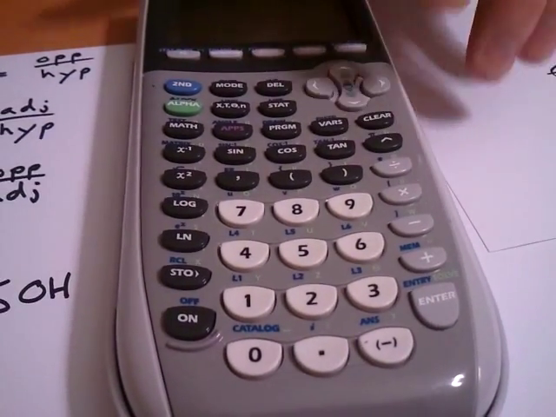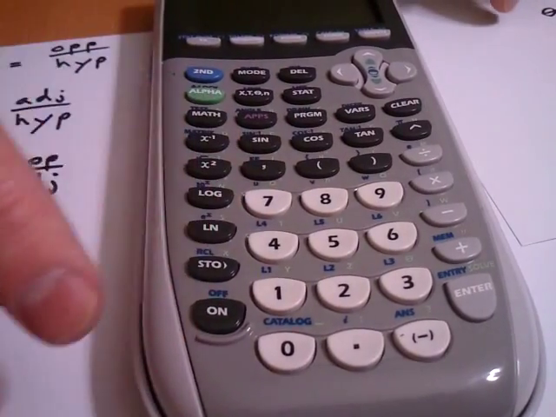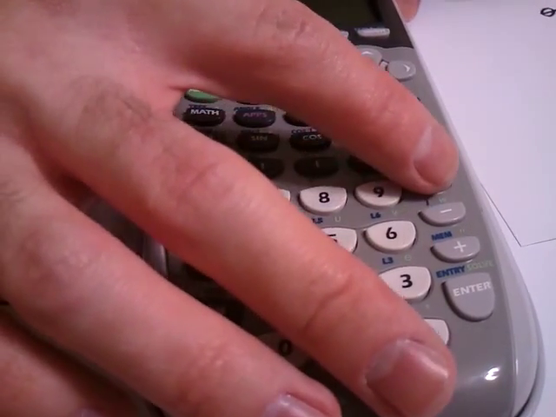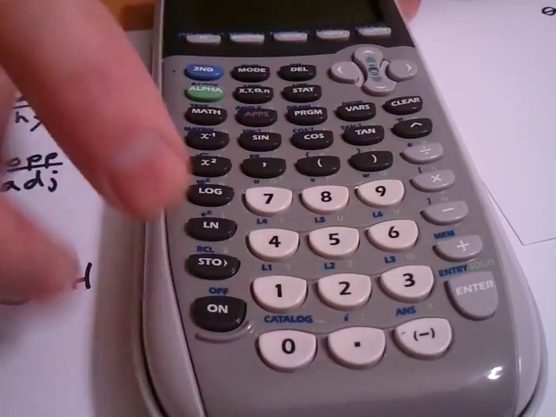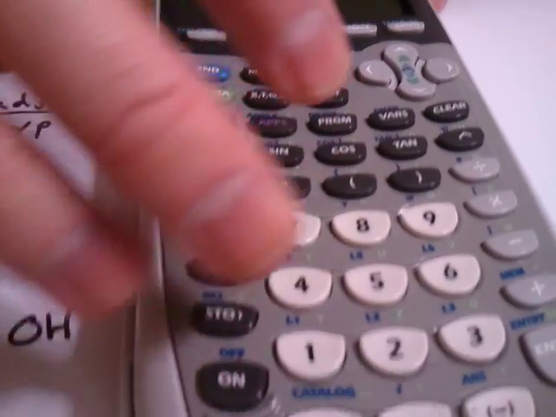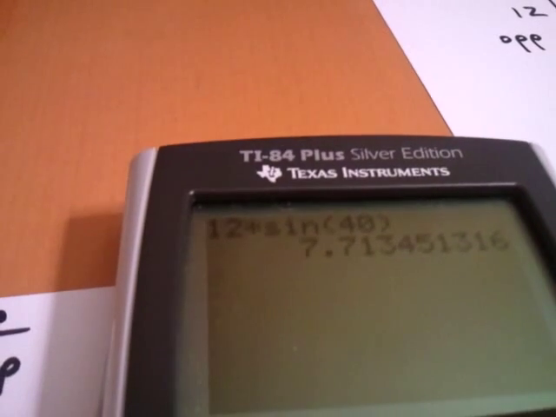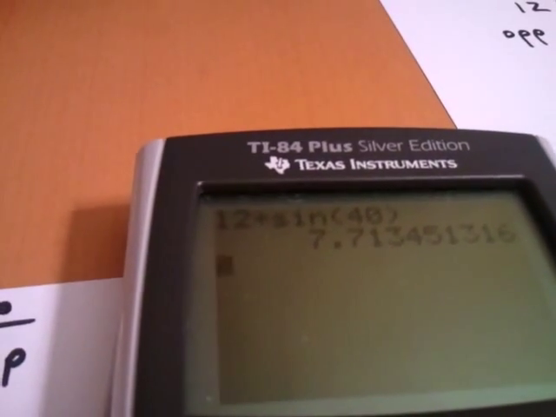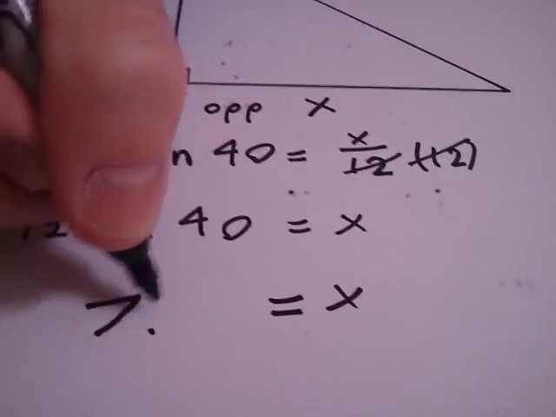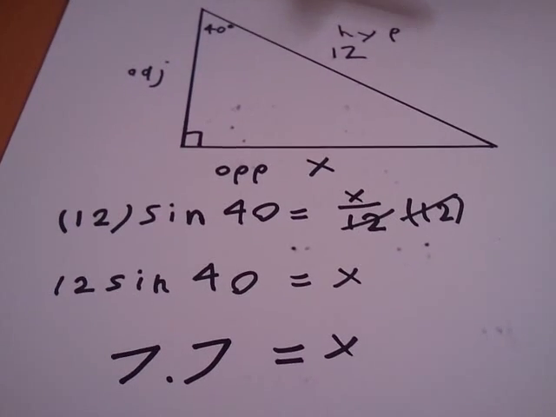We can plug that into our calculator. Save putting everything into your calculator for the end, if possible. 12 times the sine of 40 makes it a lot easier. If you start plugging stuff in too early, then it becomes a big mess. So we're left with 7.7 for x. And that's it. We solve for the sine.